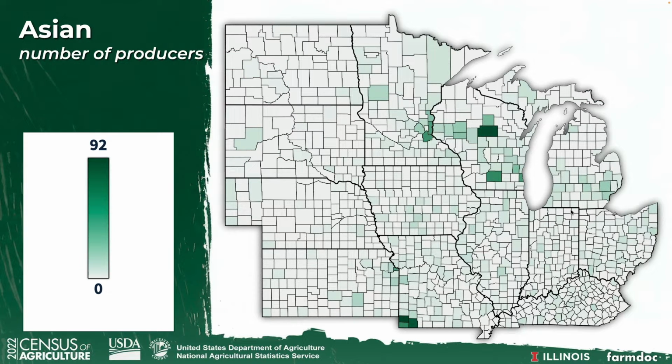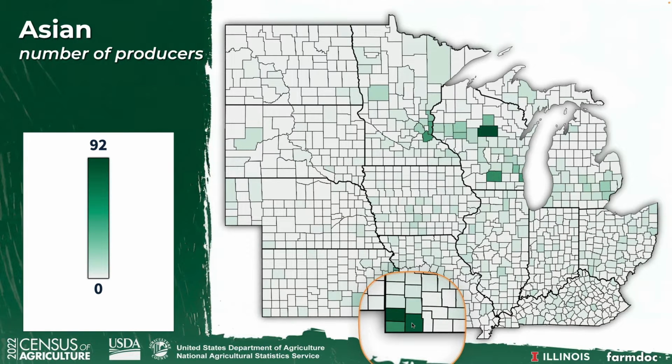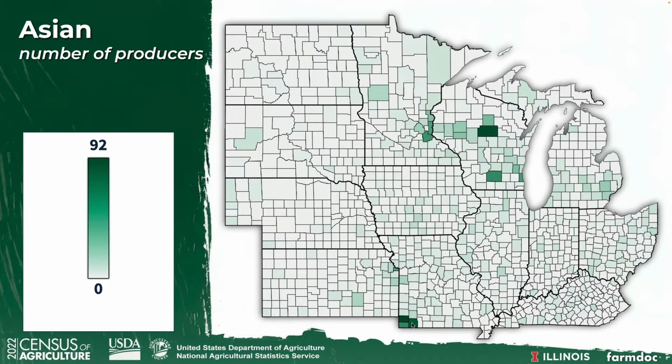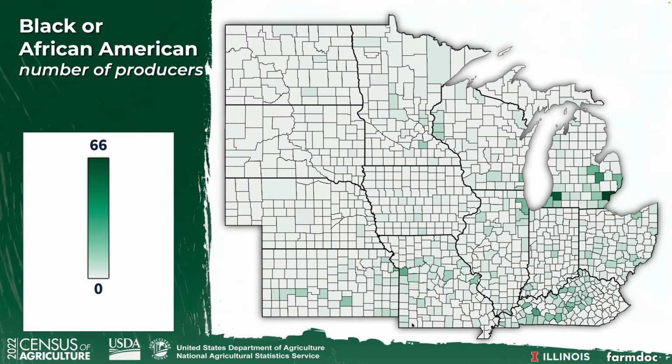For Asian producers, I've got one little story here. Look down in southwest Missouri. I believe that population is mostly Hmong. They're from Southeast Asia, and many of them migrated to the United States in the past, and a lot of them are involved in farming. We're pretty sure that's what's going on in the southwest corner of Missouri. I'm pretty sure that's also in Wisconsin. They're near the north center of Wisconsin.